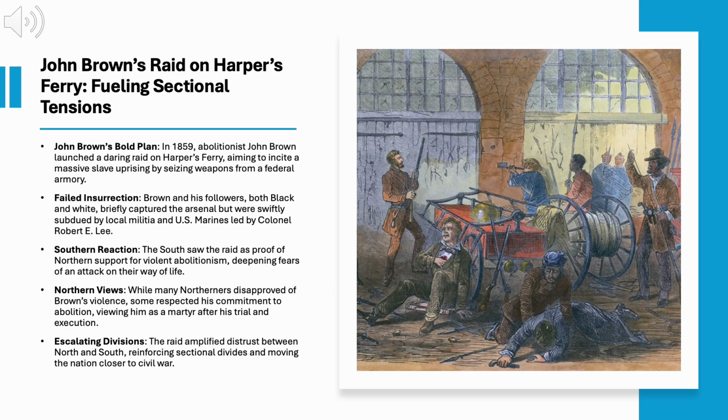In the North, responses to Brown's raid were more complex. While many Northerners condemned the violence, some admired Brown's dedication to the cause of abolition. His trial and execution drew public sympathy, and he became a martyr for some abolitionists who saw his actions as a courageous stand against an immoral system. John Brown's raid marked a critical turning point, solidifying Southern fears of Northern hostility and intensifying divisions between North and South.